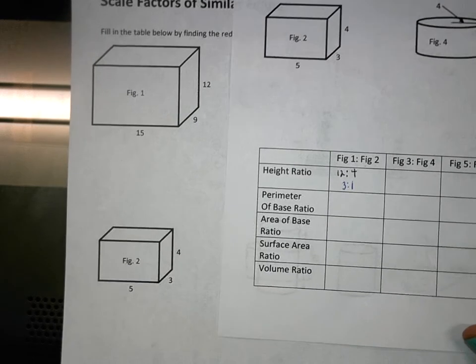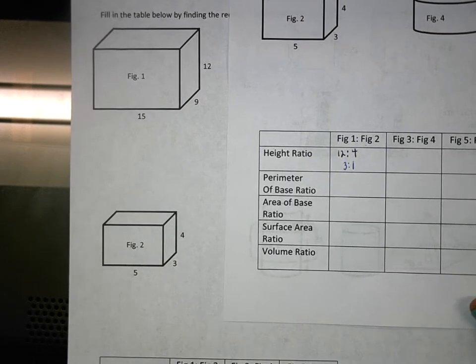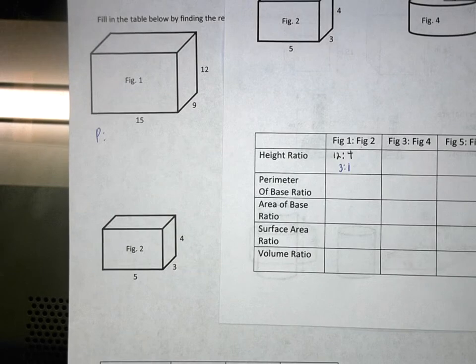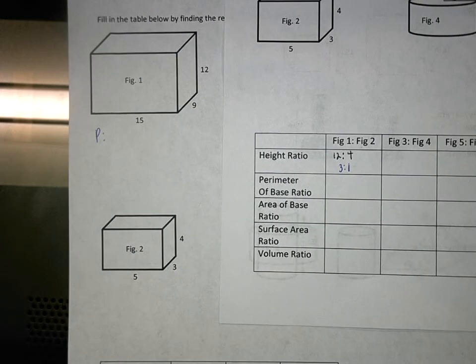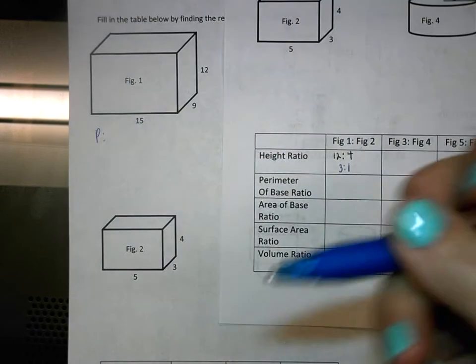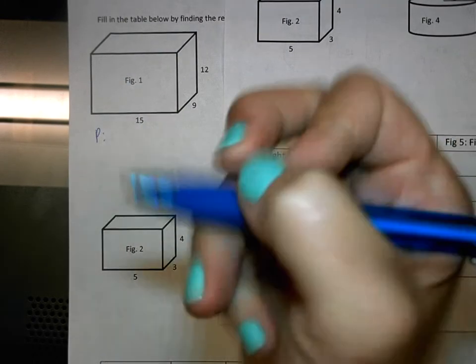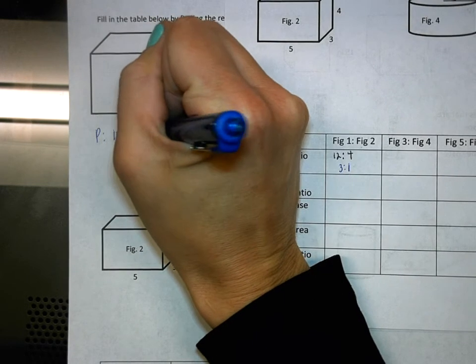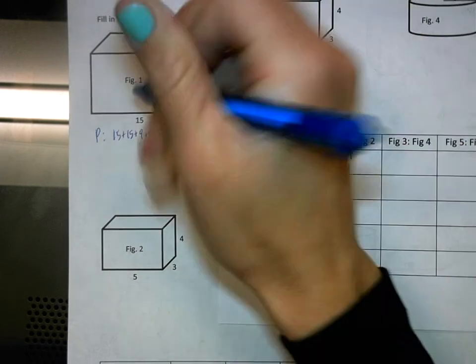find the perimeter of both the figures. Okay, so figure 1, perimeter. So perimeter is just the outside, right? So not the 3-dimensional, but just the base, okay? So that means we're going to have 2 15ths. So if you want to, we can write it out. 15 plus 15 plus 9 plus 9. And that adds up to be?